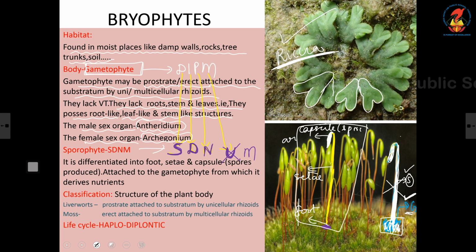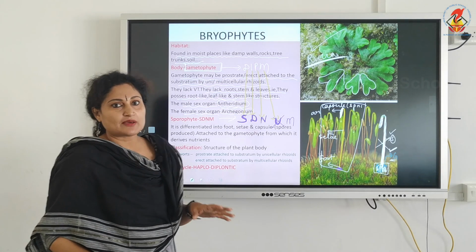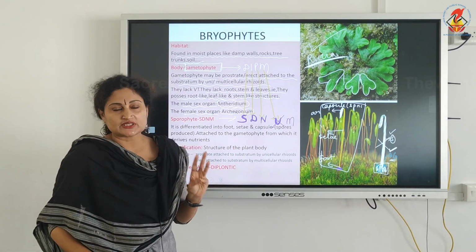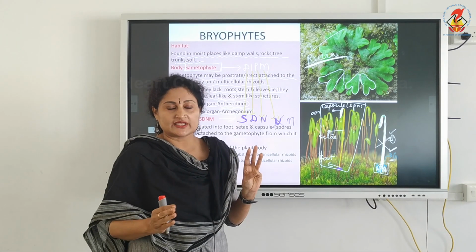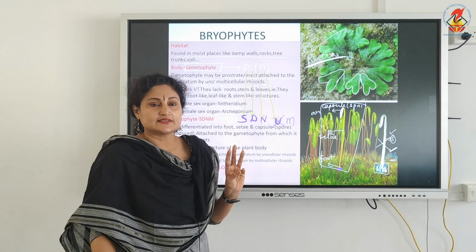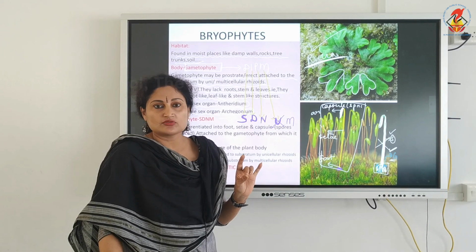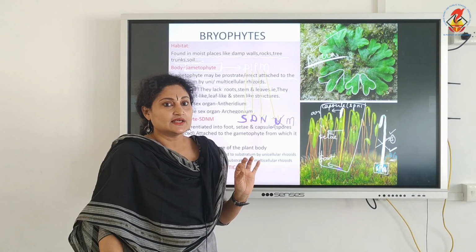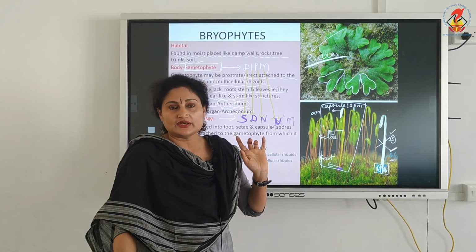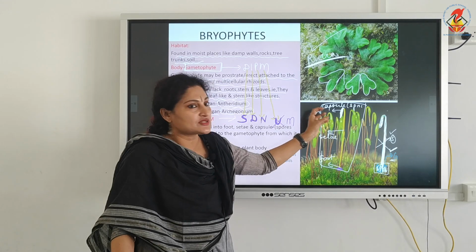I hope you have understood the sporophyte. It is found on the gametophyte. It is short-lived. You don't see it every time, only during the rainy season you find it. Then it is dependent on the gametophyte for anchorage and food. It is non-photosynthetic. And lastly, it is multicellular. You can see it with your naked eyes. And as the name suggests, it is a sporophyte.